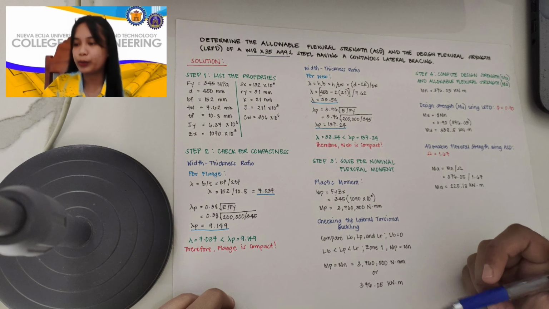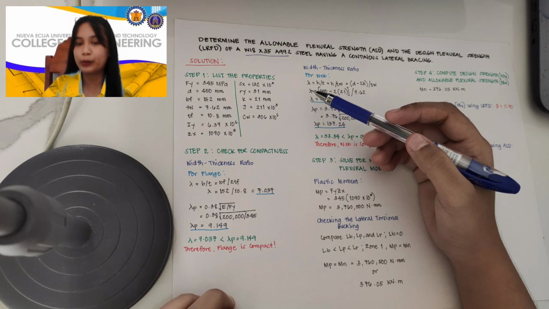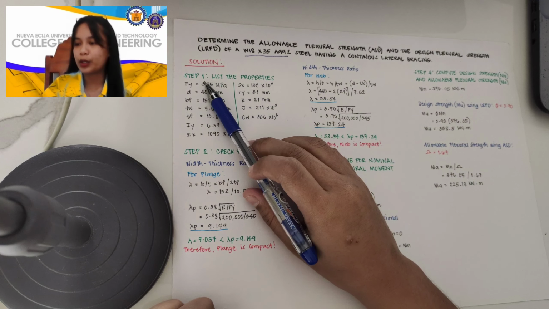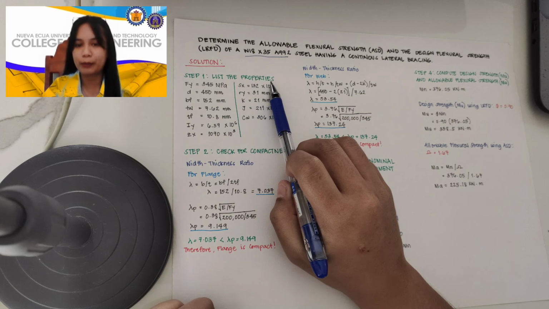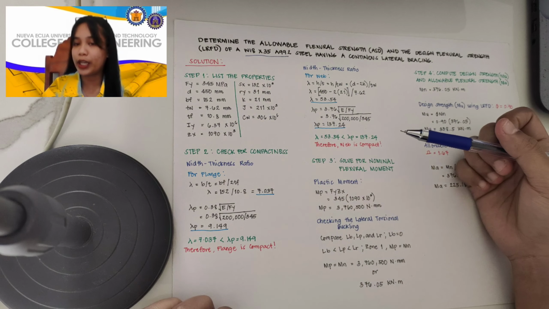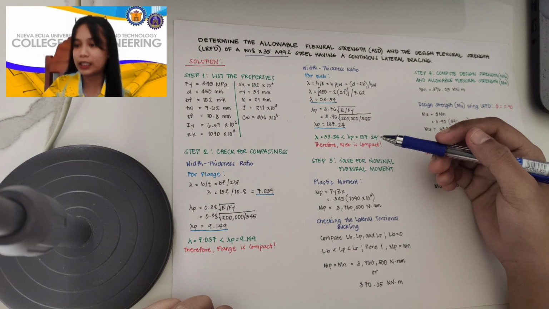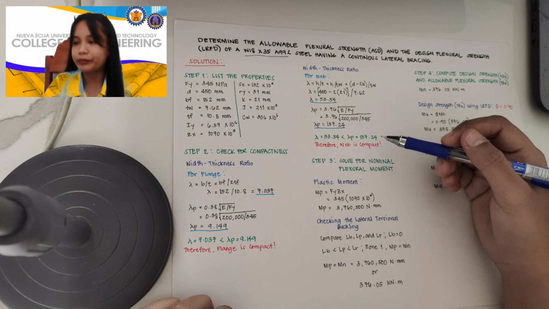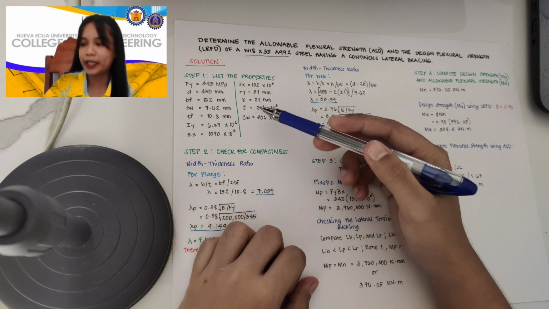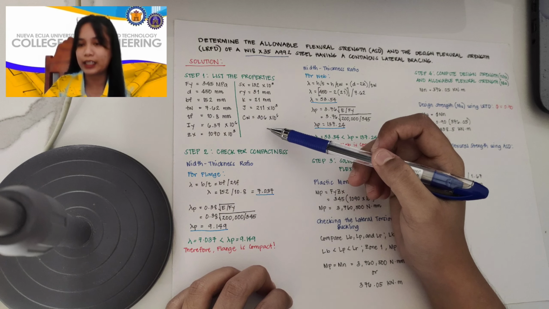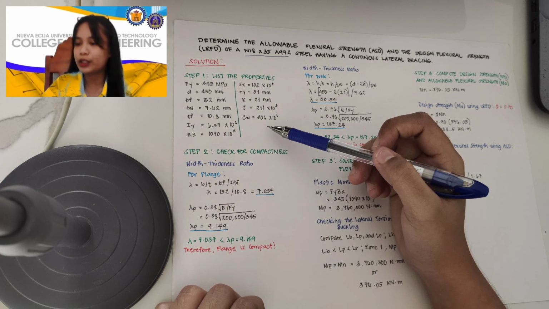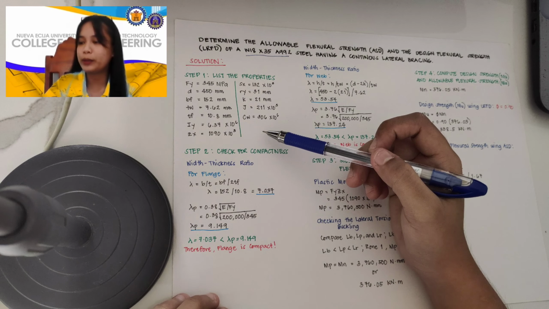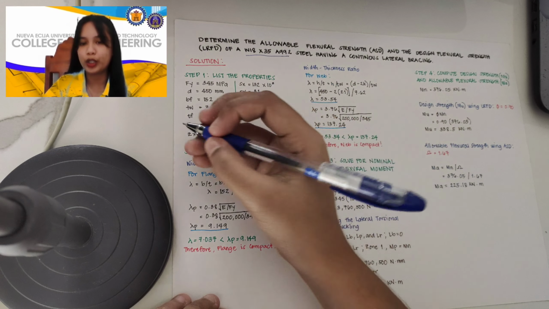For the solution, we have the following steps to follow. For step 1, we have to list first the relevant properties of W18x35 A992 steel based on the AISC table. Kapag na-list na natin yan from Fy to Cw, makikita natin siya sa AISC table. After listing the properties, we may now proceed to step number 2.